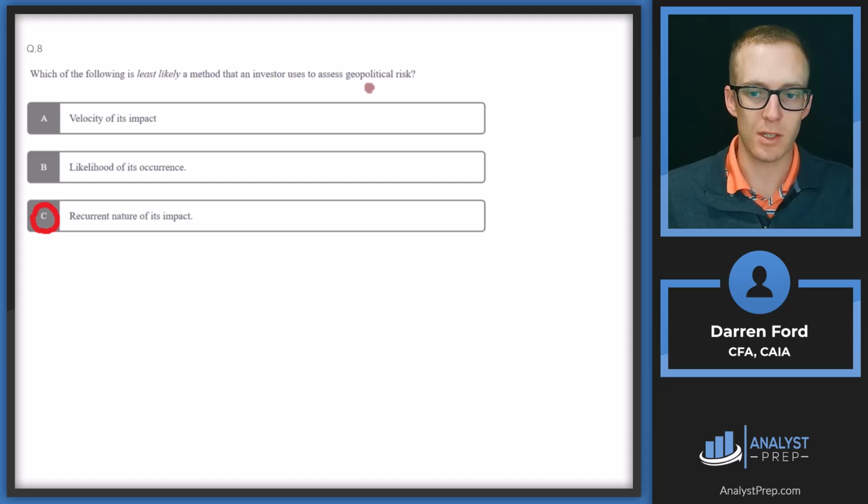You wouldn't expect a certain war event or most geopolitical risks to be recurring. They're more so going to be low frequency, potentially high risk events. And so the key things we're going to want to look at are the likelihood. So what's the probability of something actually happening from a geopolitical standpoint? And then velocity of the impact. So how quickly does this have an impact on the economy and markets and whatnot?